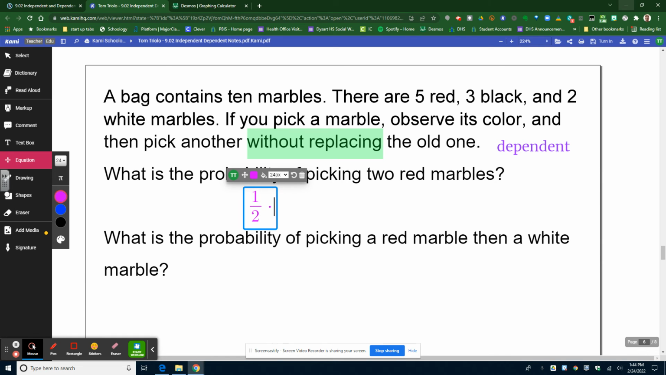I now have a marble in my hand. How many marbles are left? 9. So new fraction, denominator 9. How many red marbles are left? 4. Okay. So it's really half of 4 9s, which is 2 9s.